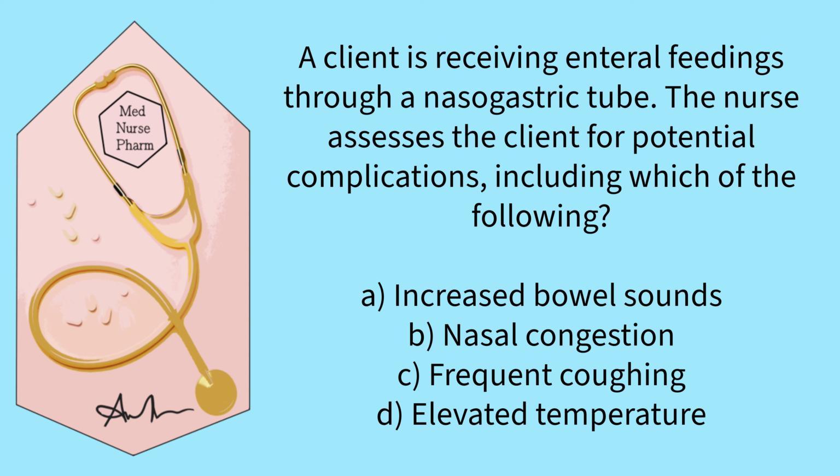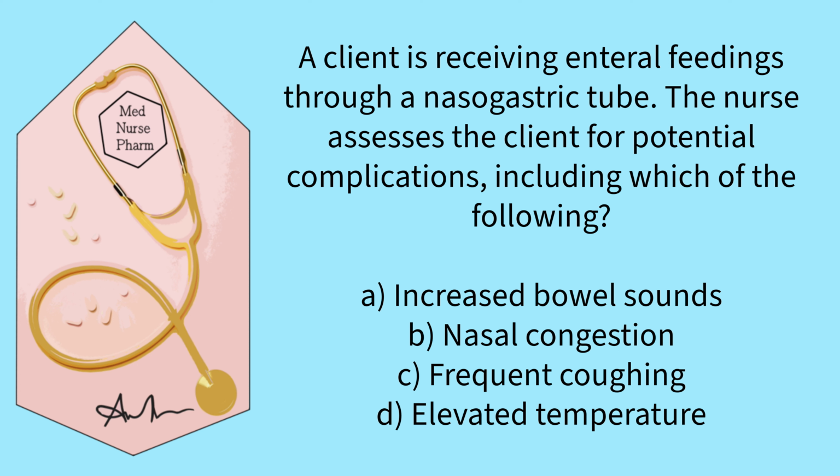A client is receiving enteral feedings through a nasogastric tube. The nurse assesses the client for potential complications, including which of the following: A, increased bowel sounds; B, nasal congestion; C, frequent coughing; D, elevated temperature. Pause the video and select your answer. The correct answer is B, nasal congestion.